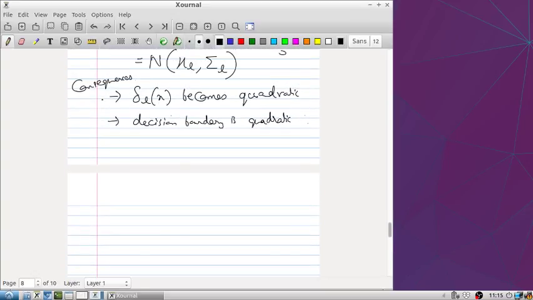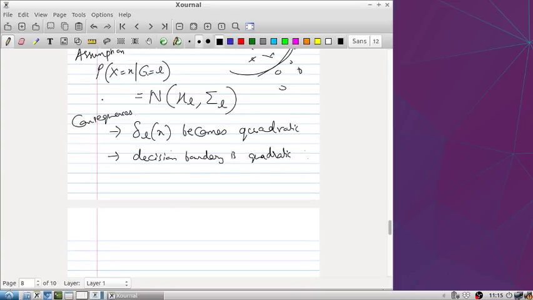So QDA is just that. Any questions about LDA and QDA? This is almost the last lecture where we're going to deal with linear models. Then we're going to give up linear models.